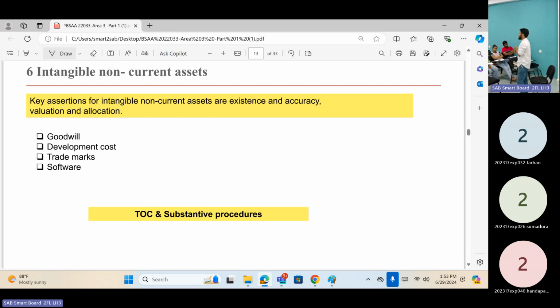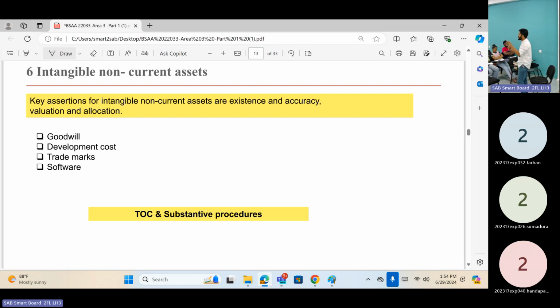Right, we have LKAS 38, intangible assets. Basically, for these assets, we don't have physical substance, right? That's obvious. We can't see it, we can't touch it. So then we can't count it at least, right? Physical verification of intangible assets is a miracle. So I think we don't have that kind of procedure.